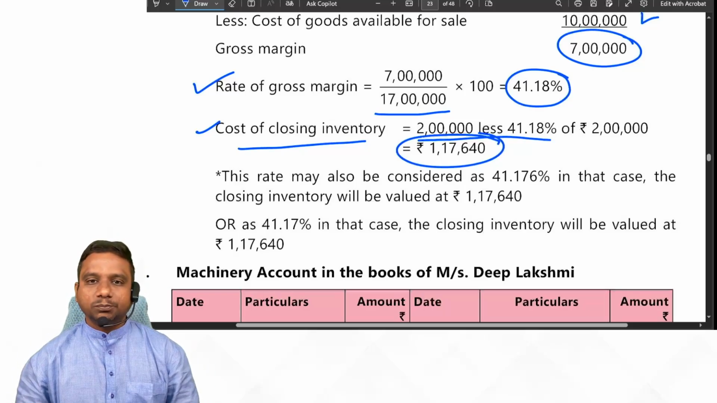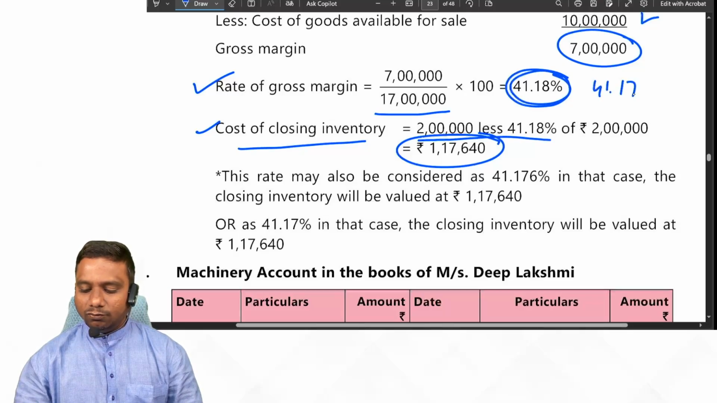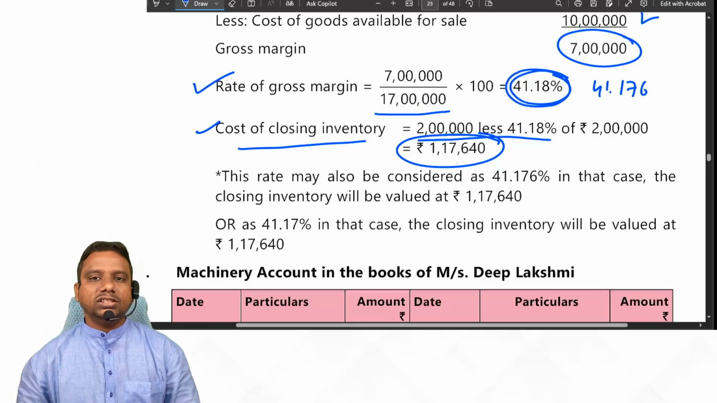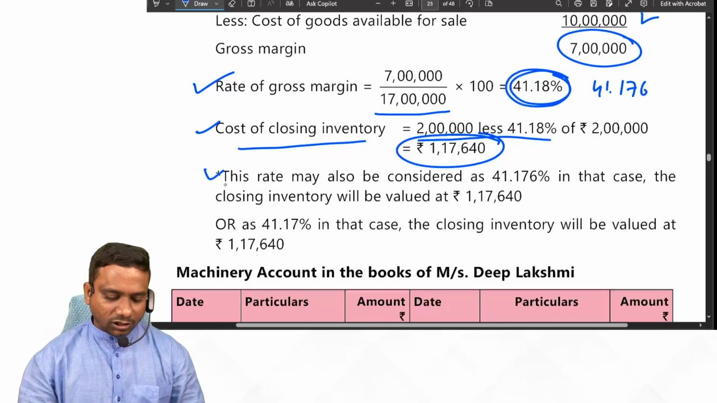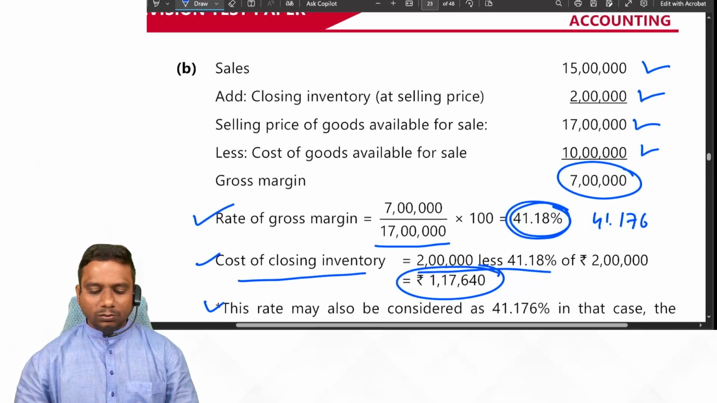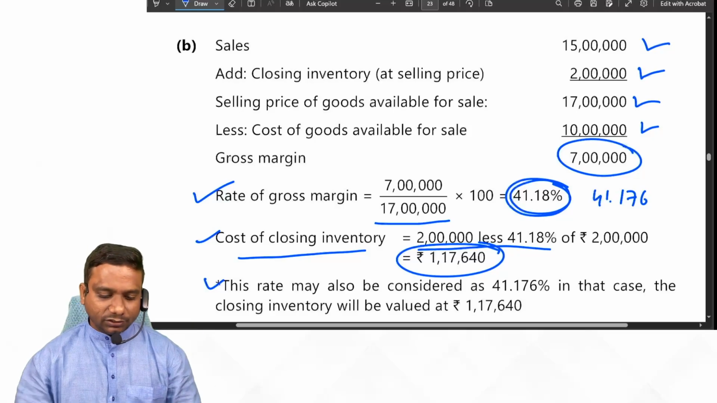Yes or no, students? Yes. So here we have rounded off, or you can take 41.176%, and you also almost get 1 lakh 17,640 as the rounded figure. So that is what they have given here. Is it clear, students? It is a very, very easy problem once you understand the logic. Clear, everybody? Yes. Now look at the next question.